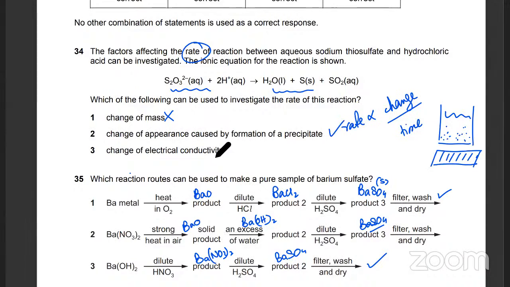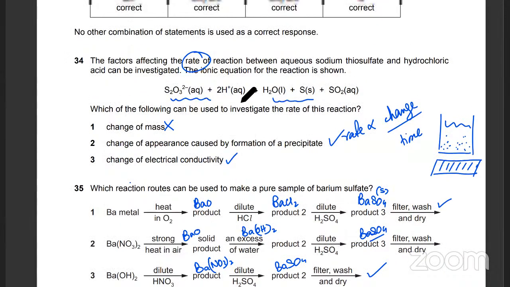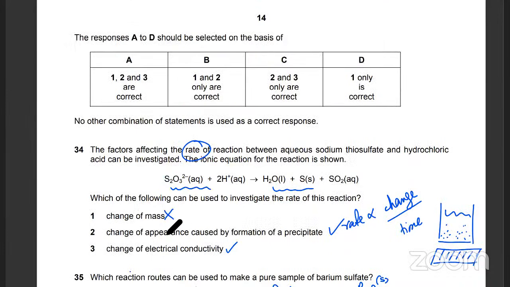And change of electrical conductivity, can you do that? Will that change with respect to time? Yes, because you have ions, and ions do conduct, right? But the solid and covalent molecules formed don't conduct. So electrical conductivity would be very high initially, but then it will slowly decrease with time. So there will be a change, and you can measure how quickly that change happens. So only the first one is incorrect in that case.